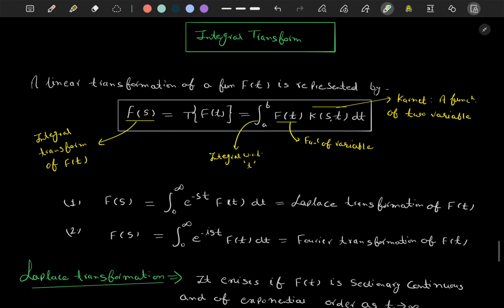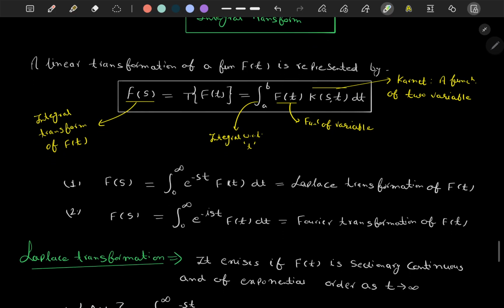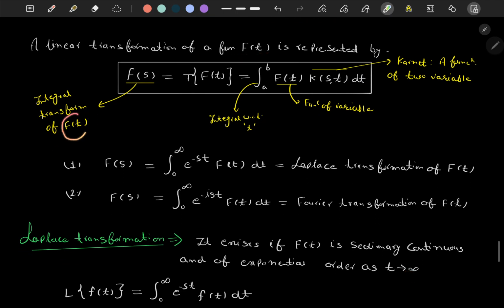आज हम पढ़ने वाले इंटीग्रल ट्रांसफॉर्म। तो इंटीग्रल ट्रांसफॉर्म कब होगा? अगर कोई लीनियर ट्रांसफॉर्मेशन है फंक्शन ऑफ t, तो इंटीग्रल ट्रांसफॉर्म ऑफ दैट फंक्शन विल बी रिप्रेजेंटेड F of s. So F of s will be transformation of f of t, and we'll do integration of f of t and kernel K(s,t). Kernel will be a function of variables s and t, and the function f of t is a function of variable t, and integral over t.